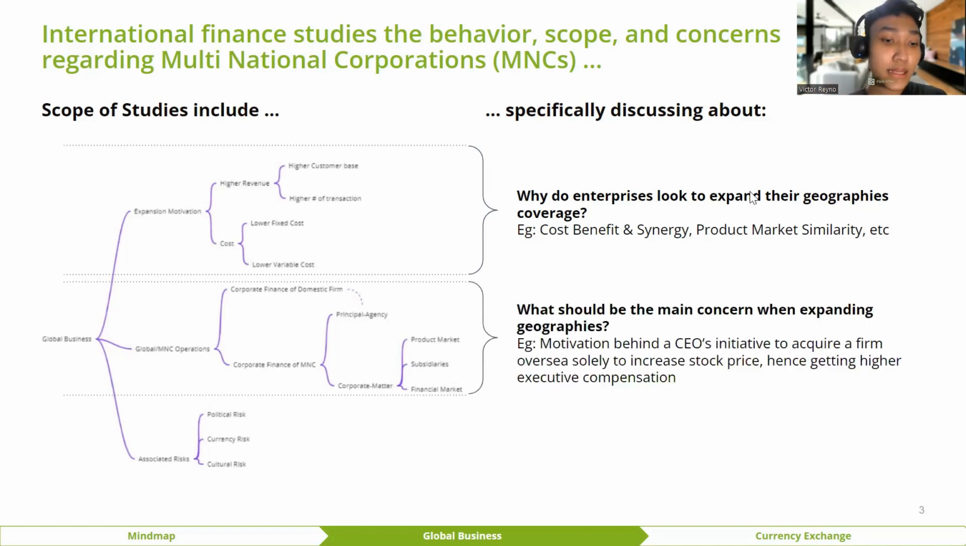On the second, let's take a look at how MNCs operate. Primarily, we will take a look at two things. The first one is the fundamentals of corporate finance of a domestic firm, and then we're going to study the second thing, which is corporate finance of an MNC. Both domestic and multinational corporations have one specific concern, which is principal agency. Principal agency discusses a relationship between the principal, the one that has the authority, and the agent, the one that received the authority.